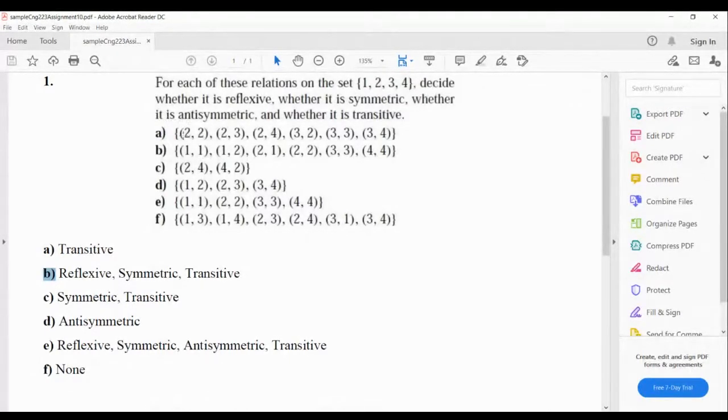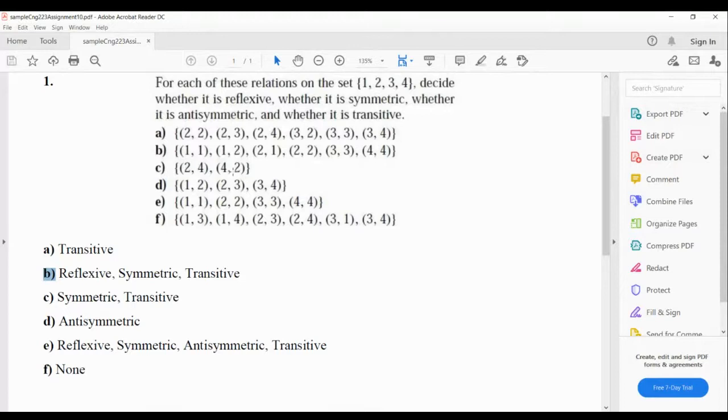But let's see, for part A, 2, 3 is here, 3, 2 is also here. This is not antisymmetric. You see, there's a counterexample. For part B, here also you can see that 1, 2 is here, 2, 1 is also here. This is not antisymmetric.